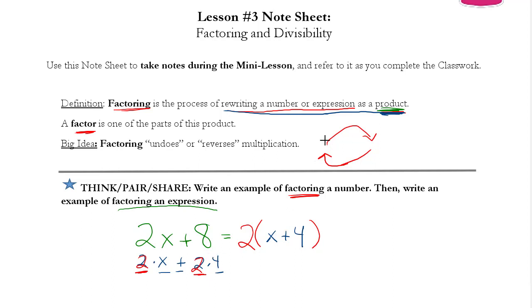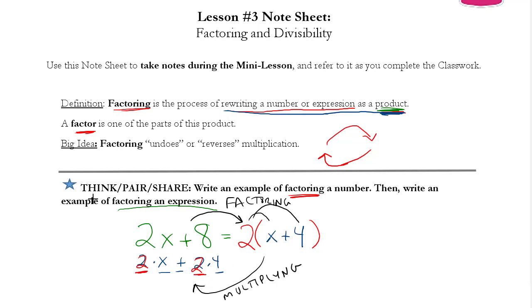And remember what I said up here about how factoring undoes or reverses multiplication, right? If we wanted to, we could use the distributive property here, right? 2 times x plus 4 to get back to 2x plus 8, where we started. So if I go from here to here, this is multiplying. And if I go from here to here, this is an example of factoring. And so here we see how they're like inverses of each other. One of them undoes the other.